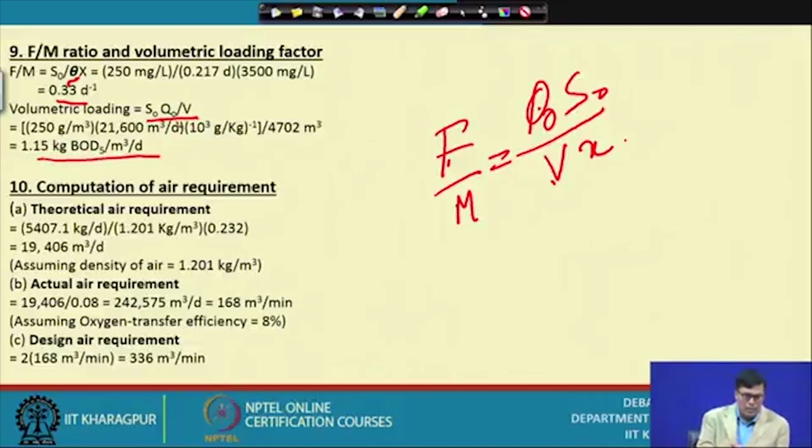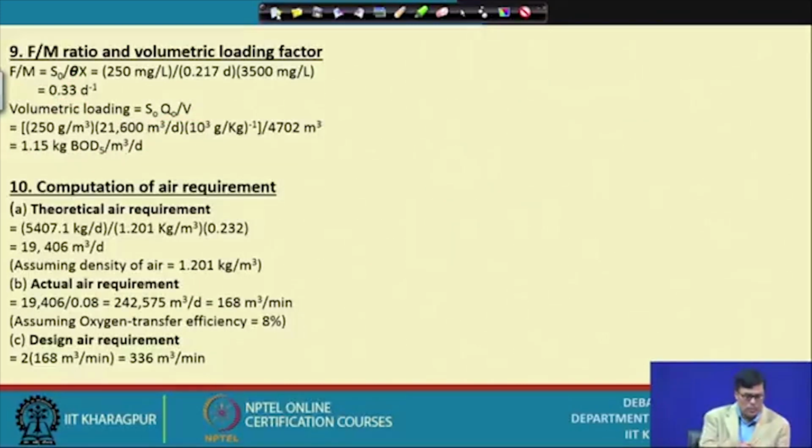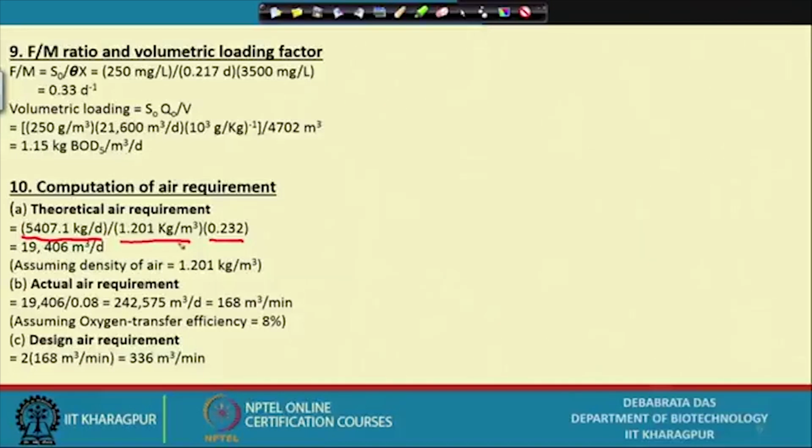Now, how do you calculate the amount of air requirement? That is very important, because previously we have already found how much oxygen is required. This is the amount of oxygen required. Now, air contains 23.2% oxygen by mass. So, if you divide by 0.232, you will get the amount of air that is required. Now, air has a density of 1.2021 kg per cubic meter.